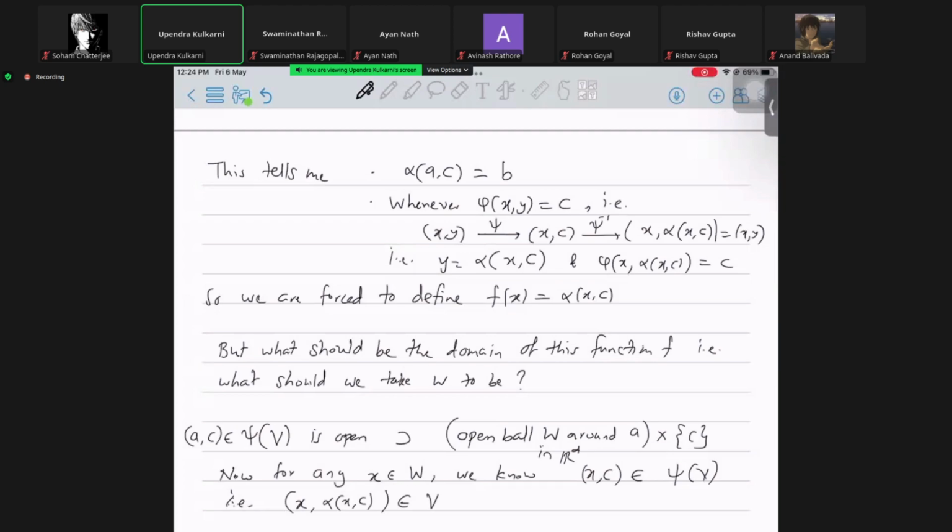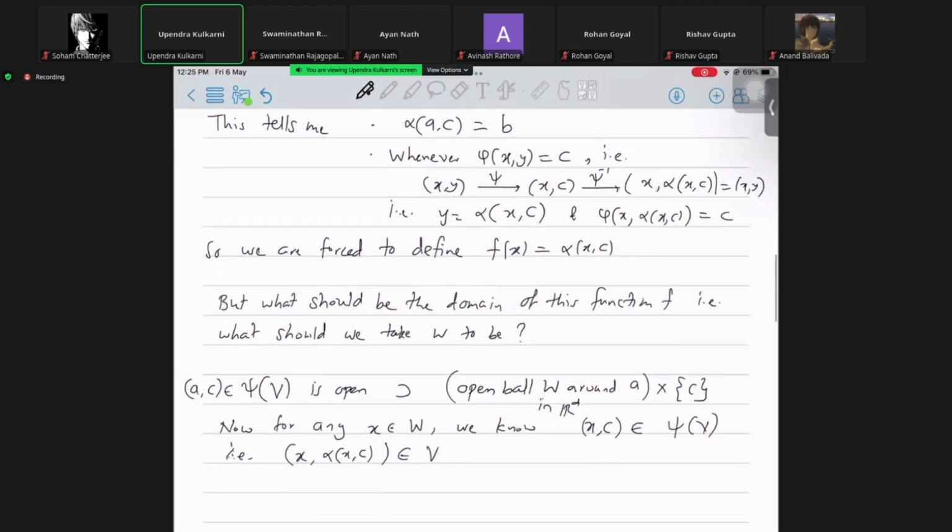If you're not seeing the point, then you should sit down by yourself and see what just happened. It's a very small point, but we did use the fact that the image is open to ensure that I can hold C fixed in the second slot, but I can move x in all possible directions to get an entire neighborhood around A. I use the openness over there.